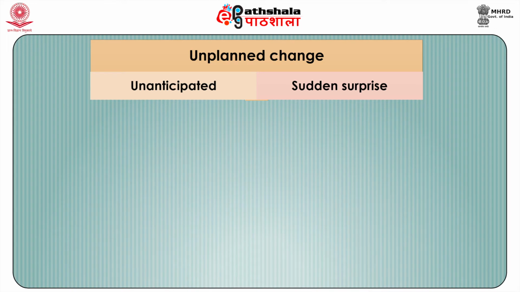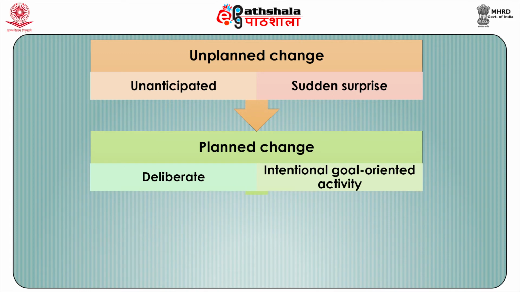Unplanned change is an unanticipated, sudden surprise within the system. For example, in a family or an organization, the death of the head of the family or the resignation of the CEO of a company leads to chaos in the family or the organization. It can lead to disruption, loss of clients and even poor product performance. Let's examine how planned change is different from unplanned change.